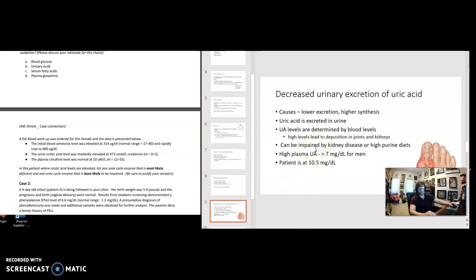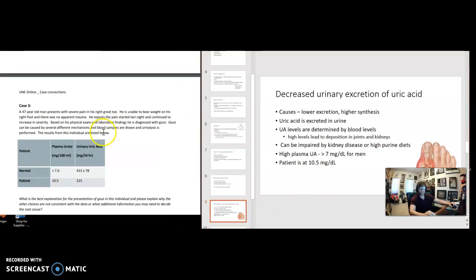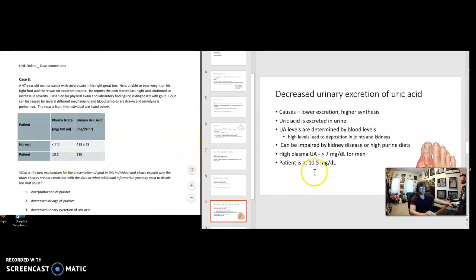So after evaluating the patient's tests, he is part of the 90%, which means he has an increased production and decreased clearance. We know this because the normal level for men is 7 milligrams per deciliter of uric acid in the blood, and the patient is actually above that by 3.5 milligrams. His tests show that he is at 10.5 milligrams per deciliter. So that's quite a bit up.